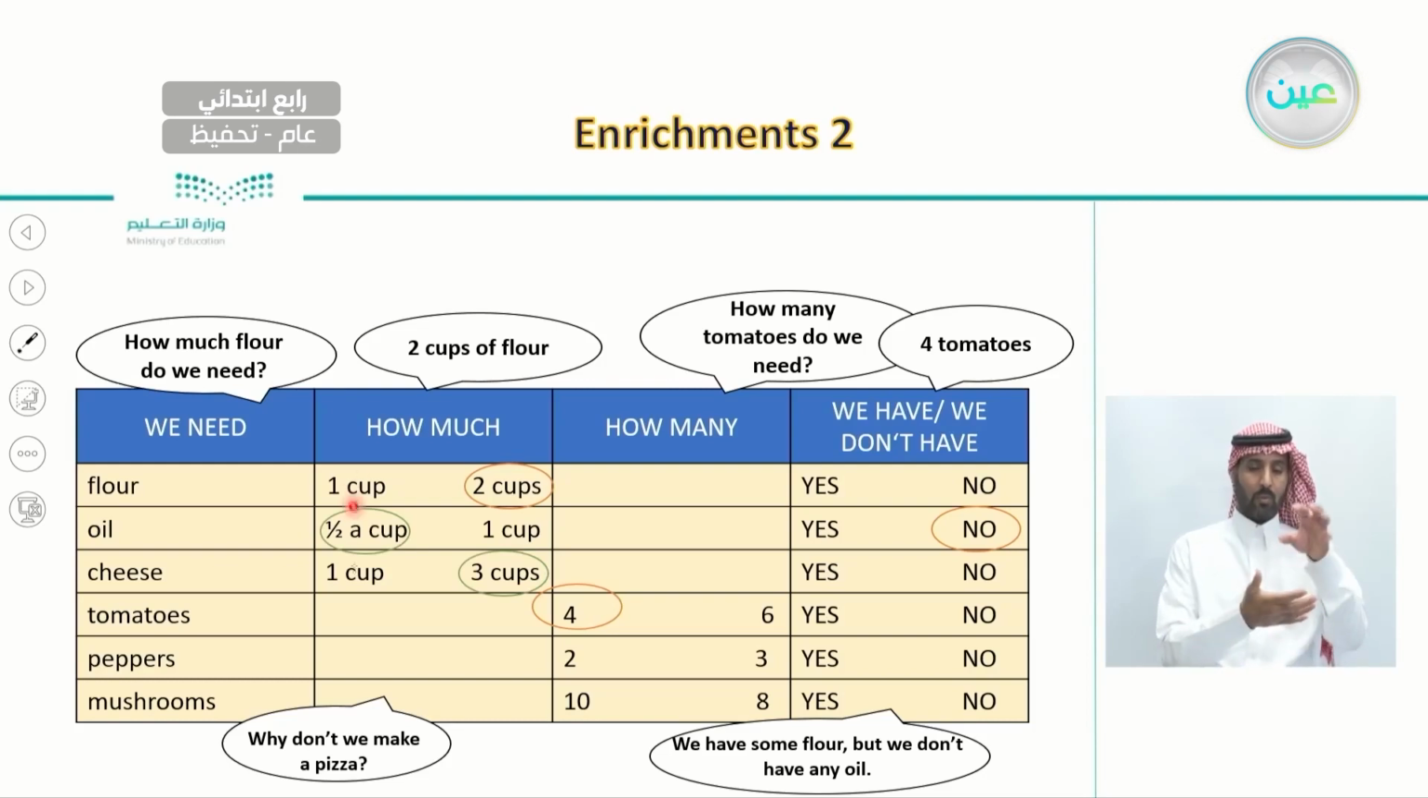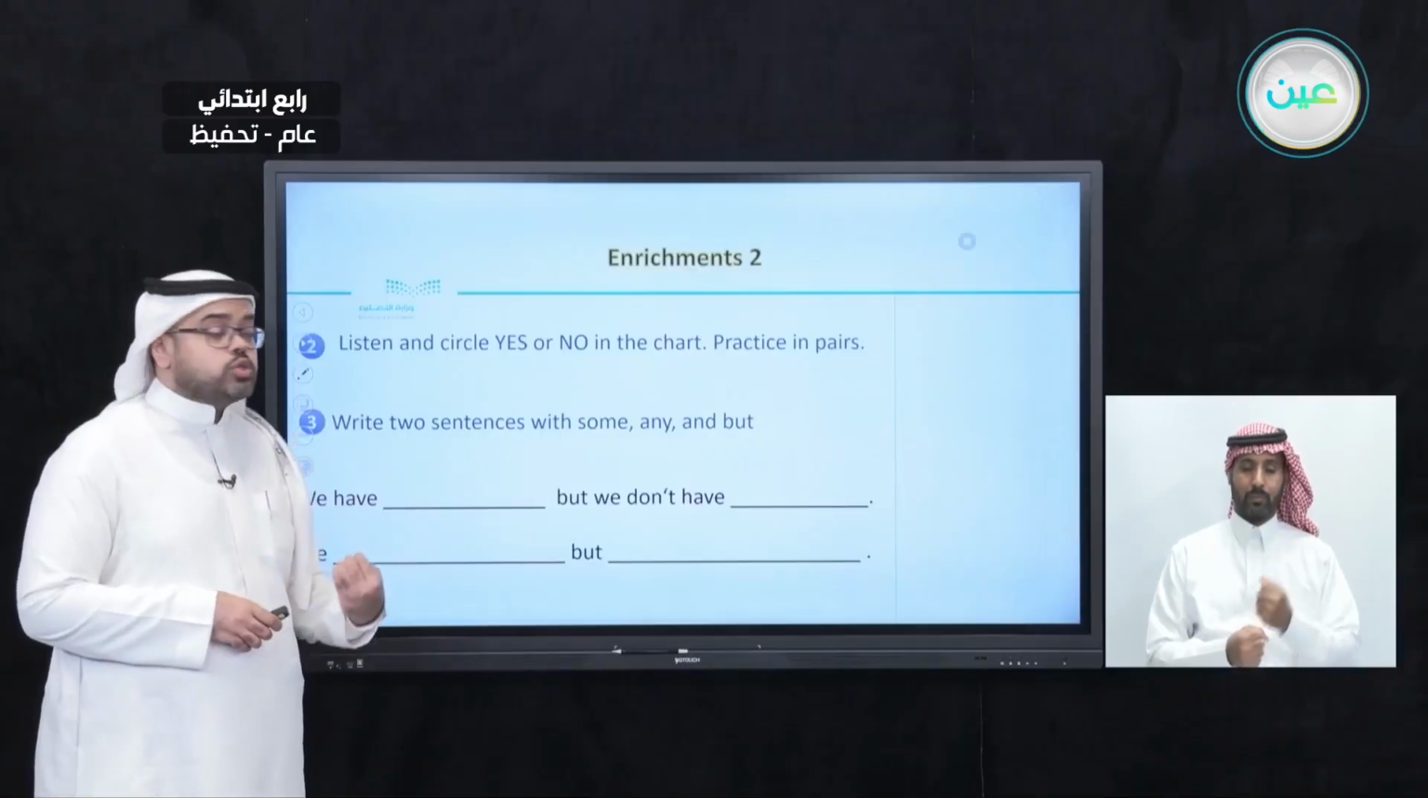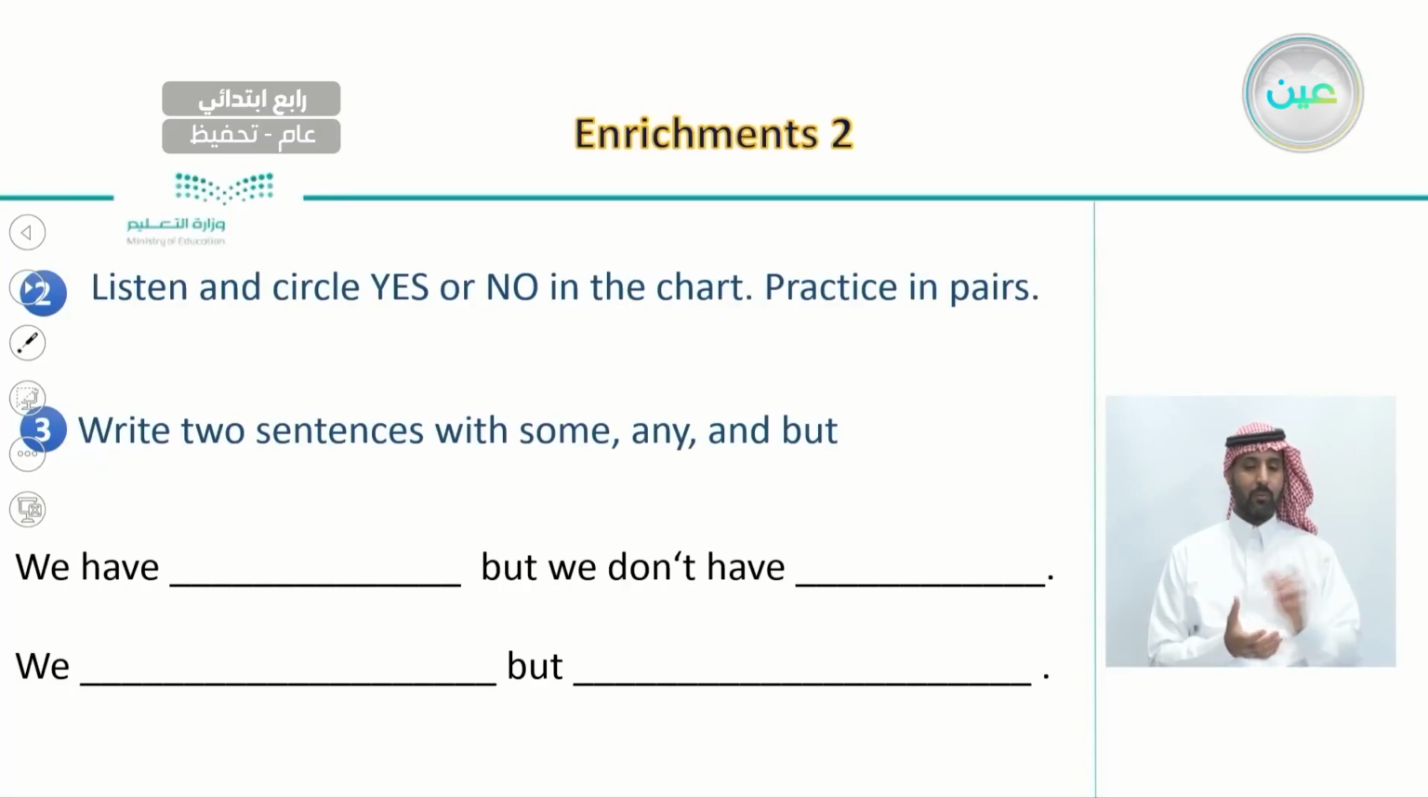How much oil do we need? A cup. And how much cheese do we need? 3 cups. And also, how many peppers do we need? 2. And how many mushrooms do we need? We need 10. And after this, we practiced how to use yes and no to answer, and how to use sentences with some, any, and but.